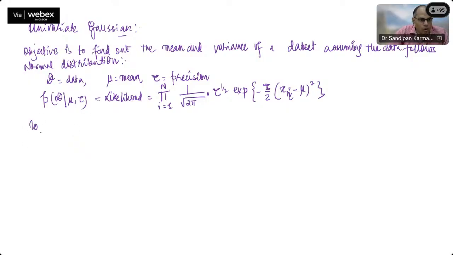Okay, so log of p(D | mu, tau) will be minus n by 2 log of 2 pi. Then sigma squared has been replaced. So sigma squared is actually tau inverse. That's why tau is called precision, because it makes the calculation a little bit easier.